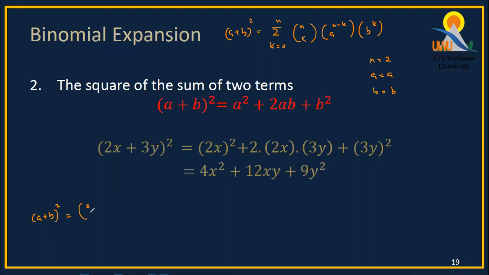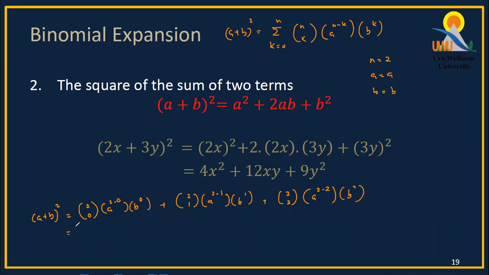Therefore, when k equals 0, we will get a to the power 2 minus 0, b to the power 0. Then 2C1, a to the power 2 minus 1, b to the power 1. It is because we are having n minus k and k. We are letting k equals 1, then n minus k would be 2 minus 1. Then with k equals 2, n is 2 and k is 2 at this moment, so a to the power 2 minus 2, b to the power 2.